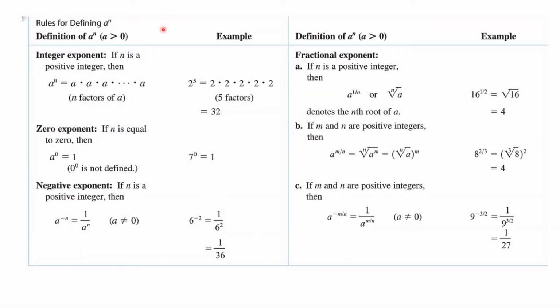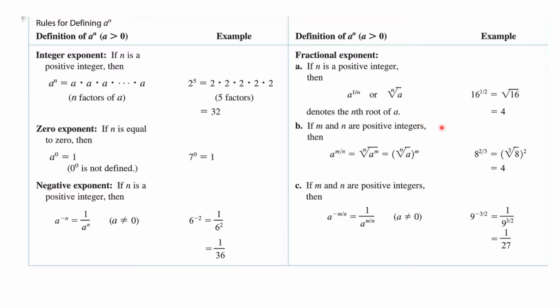We also consider exponents. So whenever n is a positive integer, we say a to the n means a multiplied by itself n times. So 2 to the 5th is the same thing as 2 times 2 times 2 times 2 times 2, which equals 32. A zero exponent, like 7 to the 0, is always 1. 0 to the 0 is not defined. We can talk about 6 to the -2, and that means that the 6 squared is in the denominator, so that would be 1 over 36.